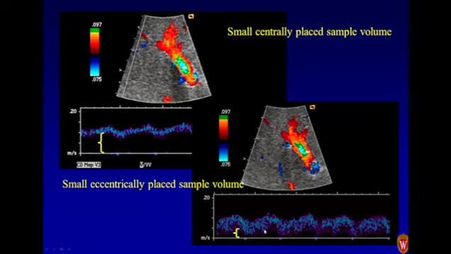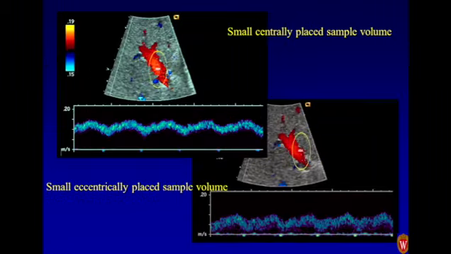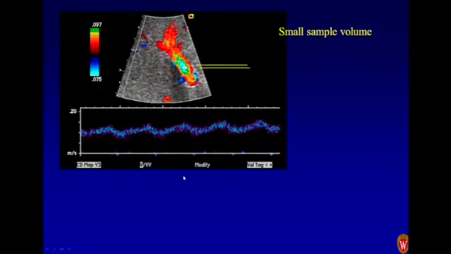In effect, if this was an artery, then you would consider that there was filling in of the systolic window. So anytime you put your sample volume in a vessel, try to get it into the center, into the middle of the vessel, to avoid this. Here I just got rid of the green tag on these images so you can see better where that sample volume is and how it affects the waveform.